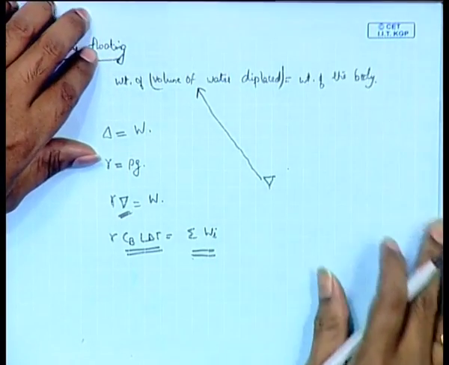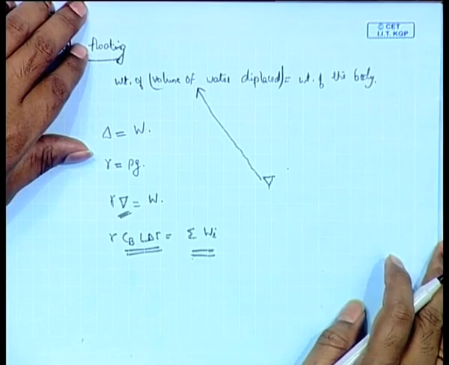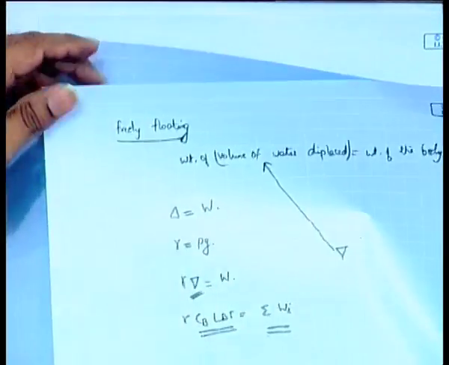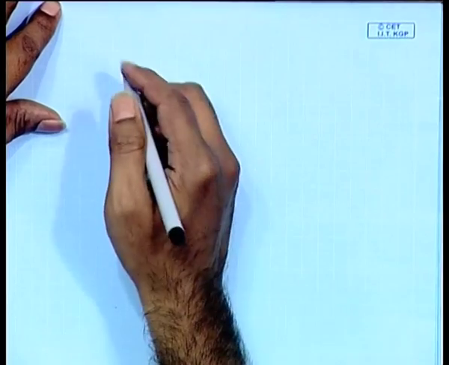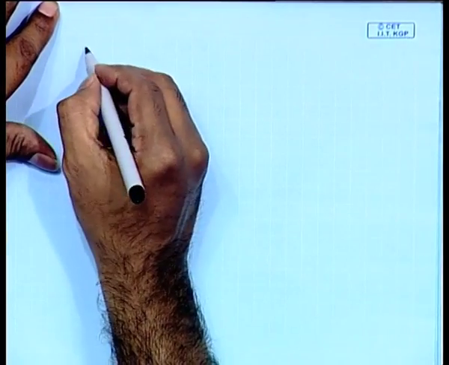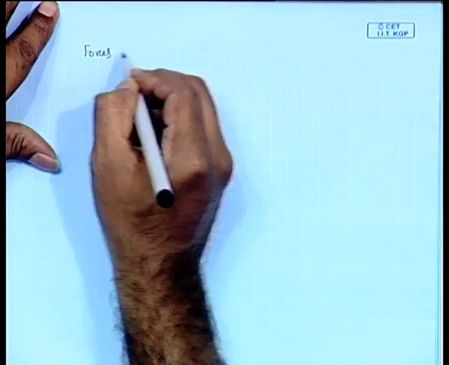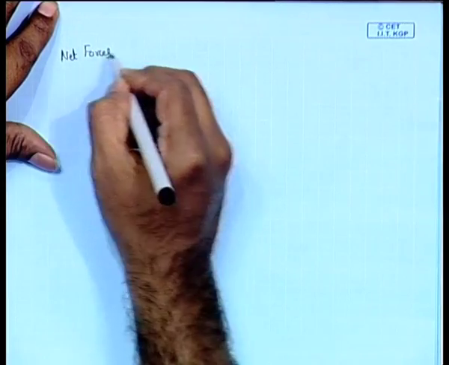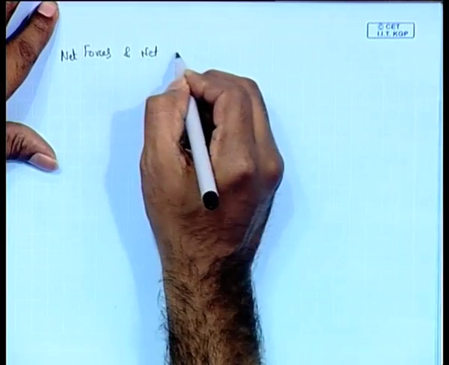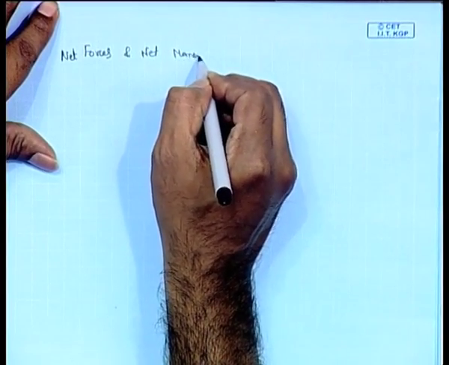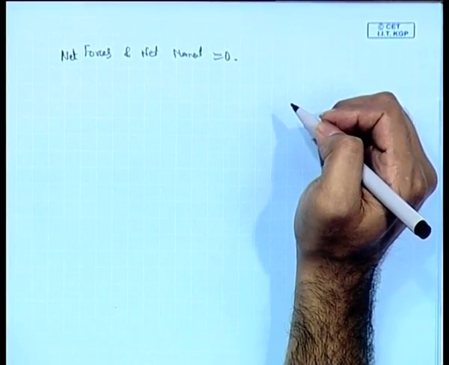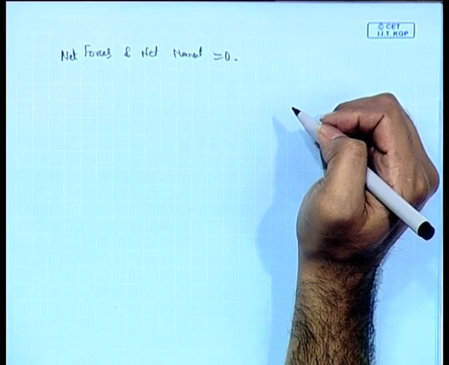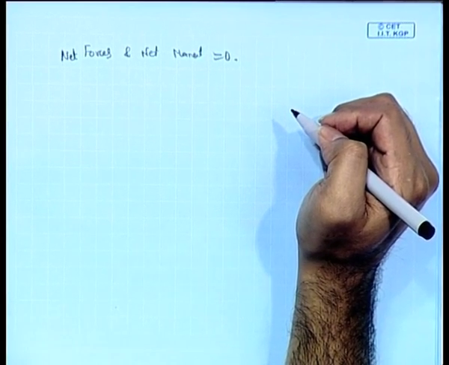Then another thing that exists along with this is the moments. So we have already seen that for equilibrium, the net forces and net moments should be equal to 0. The net force and the net moment should be equal to 0. This is the condition for equilibrium of a floating body.